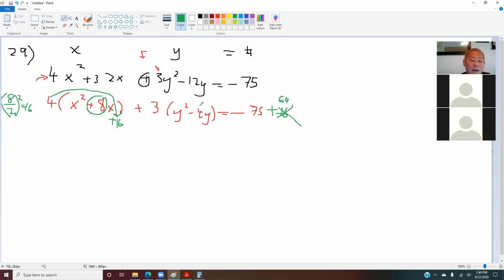Same thing, you do the same thing here. Middle term is negative 4, divided by 2 and square it. So that will give me 4. Again, you cannot add 4 on this side. This is also wrong. What should we do here?